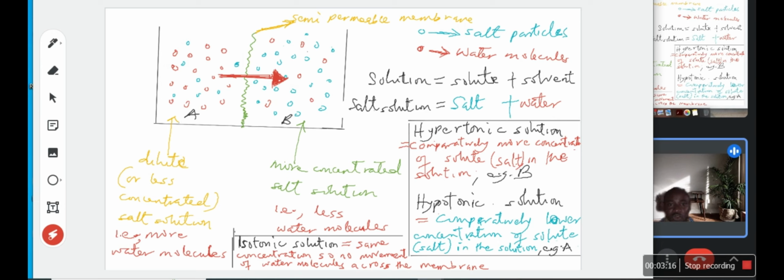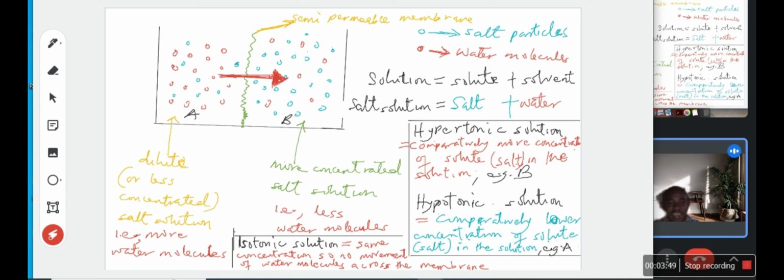Now, comparing solution A and B, the one with a higher concentration of the solute particles is called a hypertonic solution. So you can now read what I wrote about hypertonic solution. Hypertonic solution: comparatively more concentration of solute in the solution. So B has more salt particles. That's the solute. So it is the hypertonic solution compared to A.